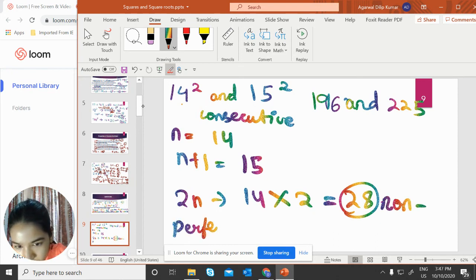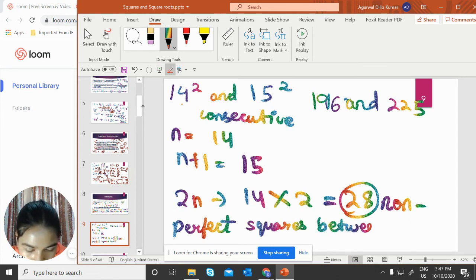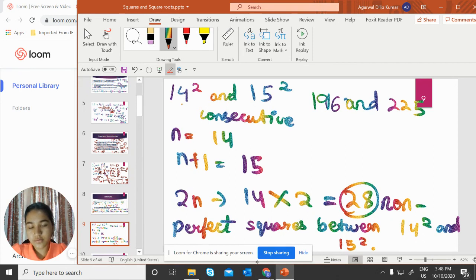So there are 28 non-perfect squares between 14 squared and 15 squared. So between two consecutive squares, there are 2n non-perfect squares, where n is the number, one being n and the other n plus 1. Between 14 squared and 15 squared, you won't find any perfect square number.